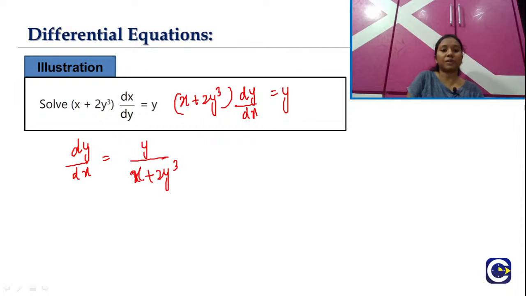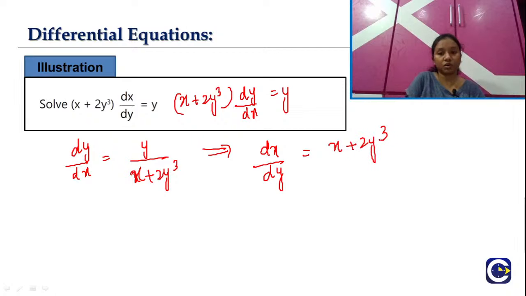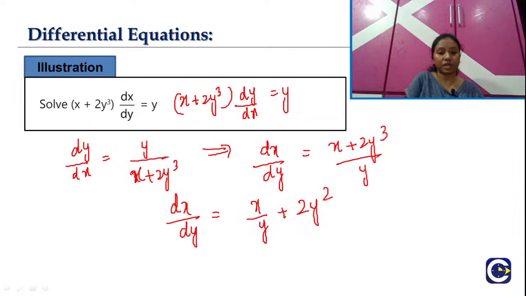So we cannot separate these into two terms because it's in the denominator. So let's just rearrange. Now it will be dx by dy is equal to (x plus 2y cube) by y. So now we can separate the right hand side into two terms. So here dx by dy is equal to x by y plus 2y square.